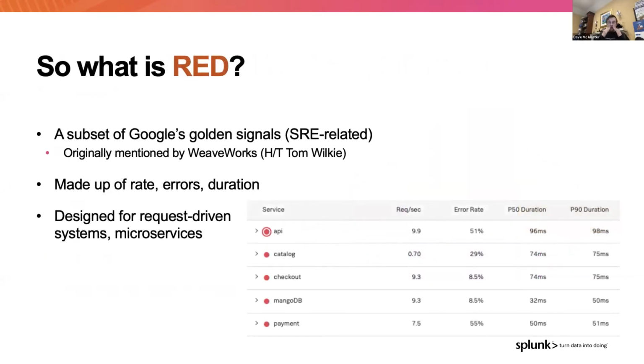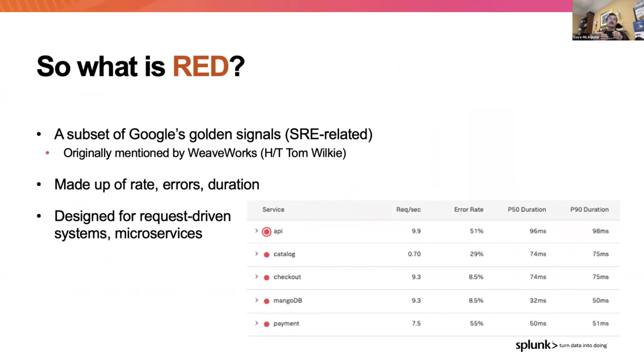So what is RED? RED's pretty easy. It's a spinoff of Google's Golden Signals. It was definitely SRE related. It's in their SRE handbook. And it was originally mentioned by Tom Wilkie, who was at Weaveworks at the time. It's made up of rate, error, and duration. And it was designed with this concept of request-driven systems for microservices.